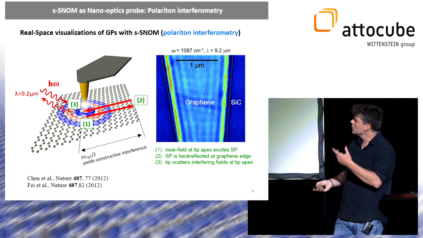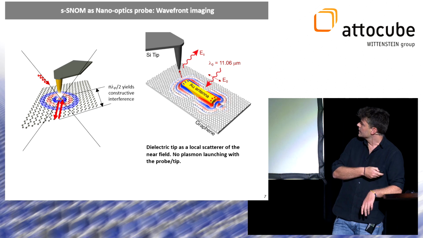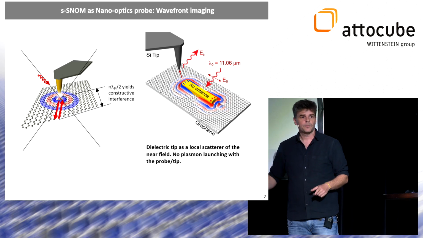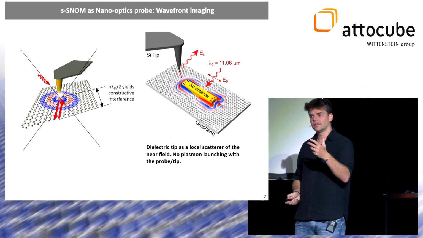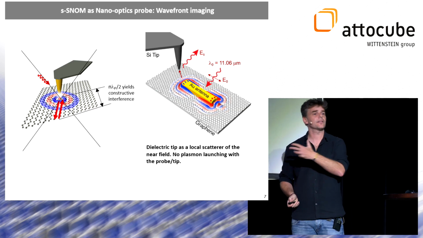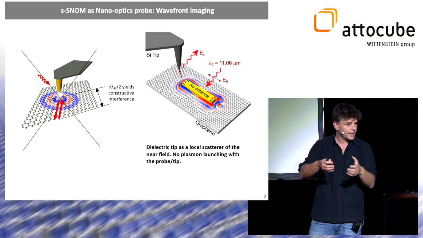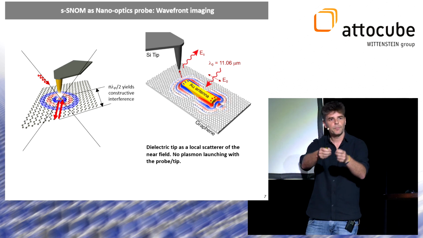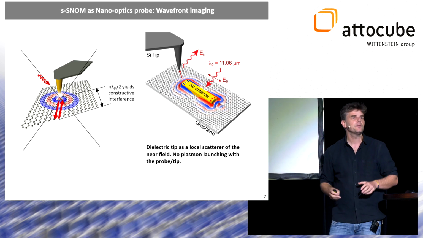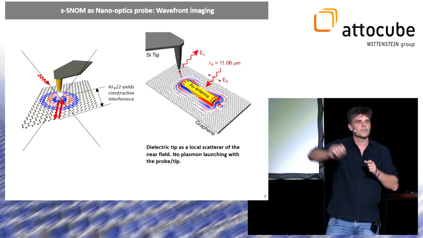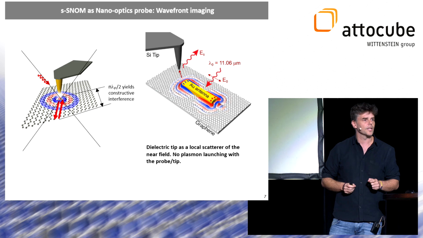But I want to make you aware that instead of using a metal tip, you can also use the SNOM with a silicon tip. Just a dielectric tip that we use as a scatterer to get the fields that are there, excited by other things, and we pick them up and send them to the far field, like an experimental Green function that is there at the nanoscale, sending everything to the far field, to the detector.